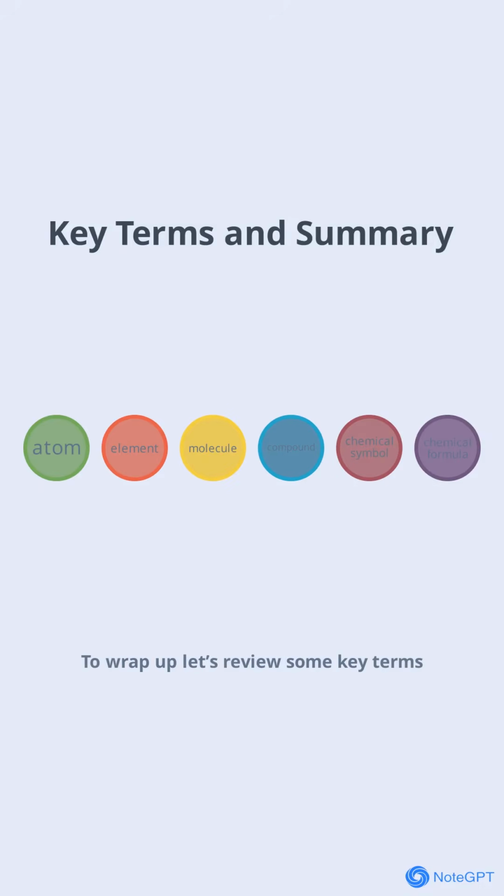To wrap up, let's review some key terms. An atom is the smallest unit of an element, and an element is a substance made of only one type of atom. A molecule is a group of atoms bonded together, and a compound is a molecule made from different types of atoms. The chemical symbol is the universal shorthand for each element, while the chemical formula tells us the ratio of atoms in a molecule.